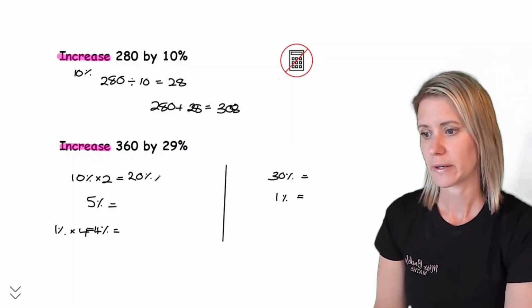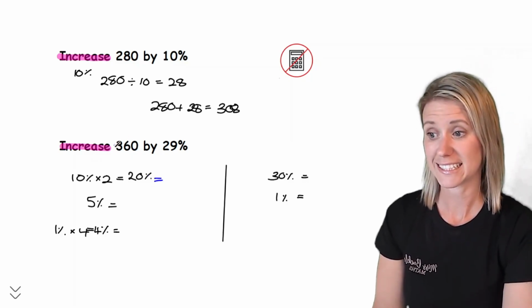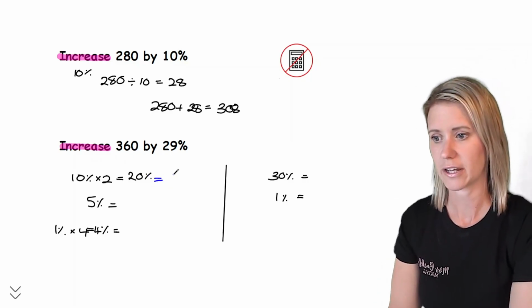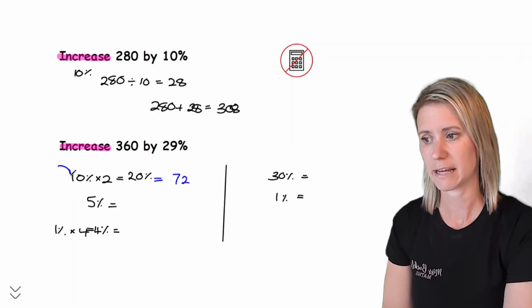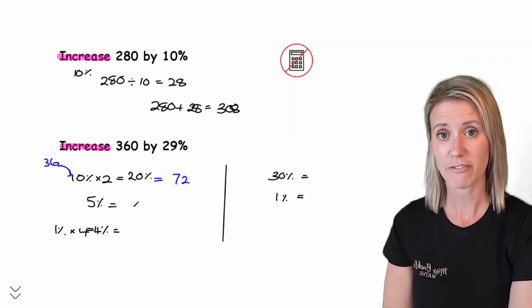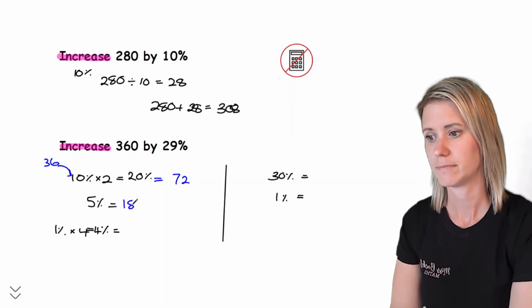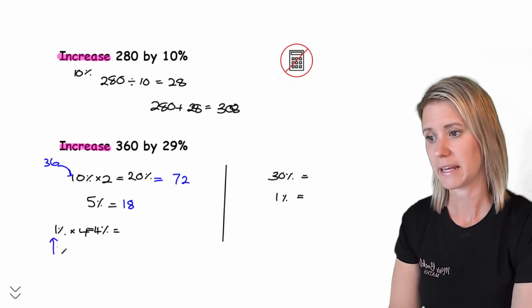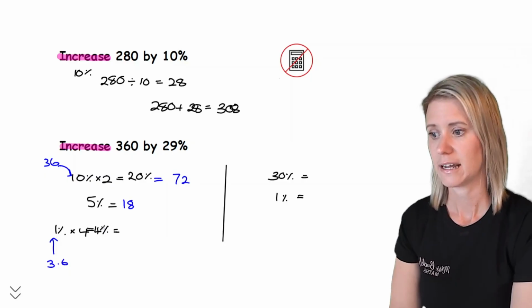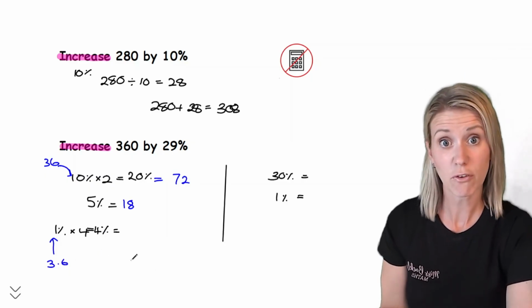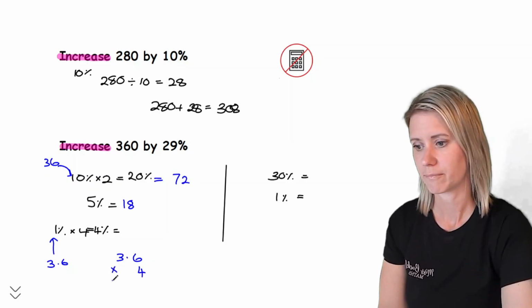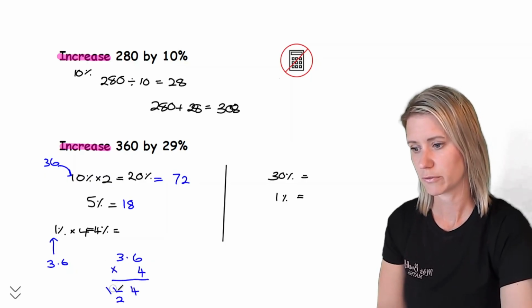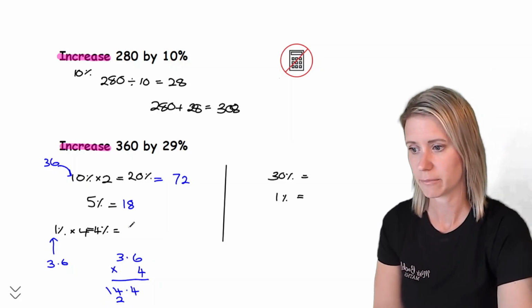10% times 2 is 20%, so 10% is 36, and 36 doubled is going to be 72. 5% is half of that 10%. 10% is 36. Half of 36 is 18. 1% is going to be 3.6. And we need to do 3.6 times 4 to get that 4%. 3.6, 4 times, is 14.4.